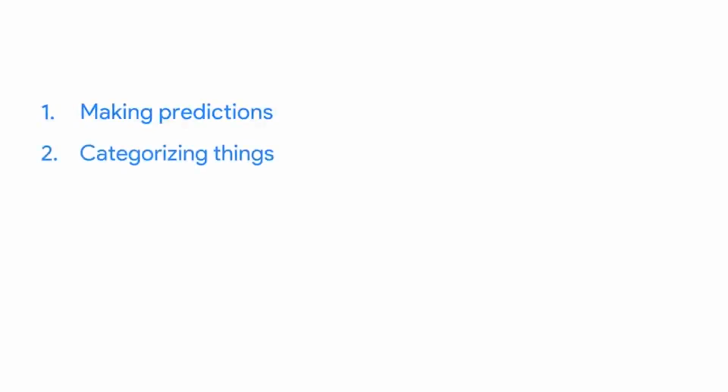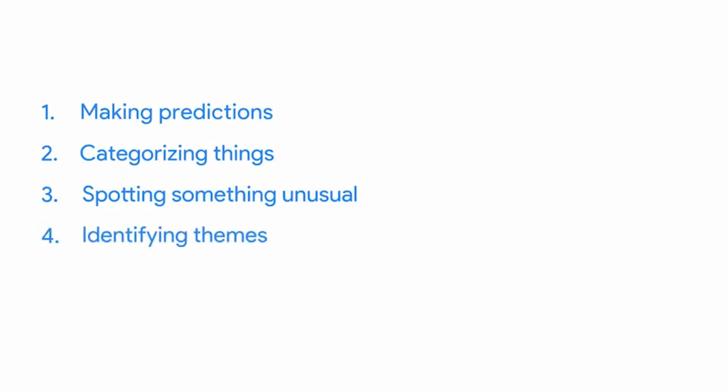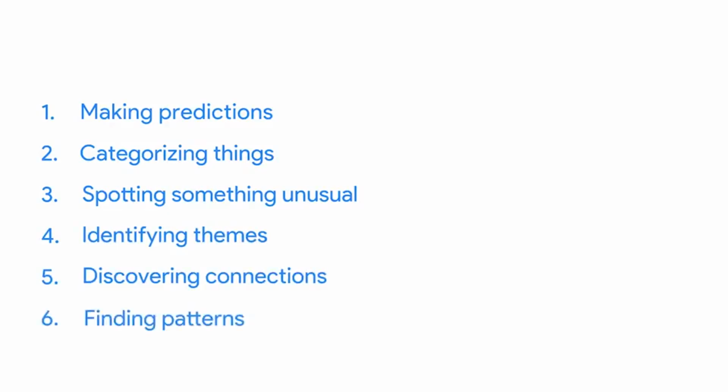Data analysts work with a variety of problems. In this video, we're going to focus on 6 common types. These include making predictions, categorizing things, spotting something unusual, identifying themes, discovering connections, and finding patterns. Let's define each of these now.